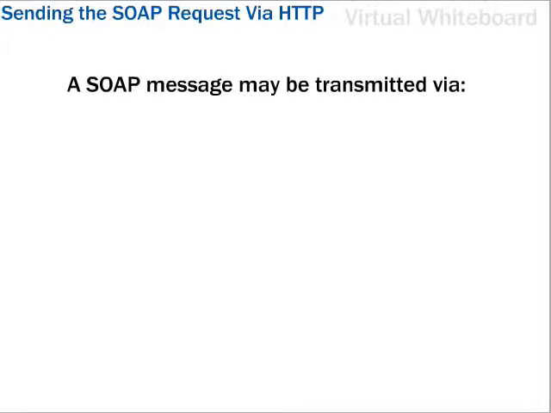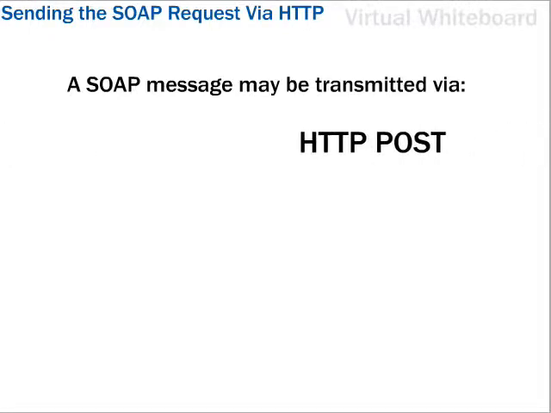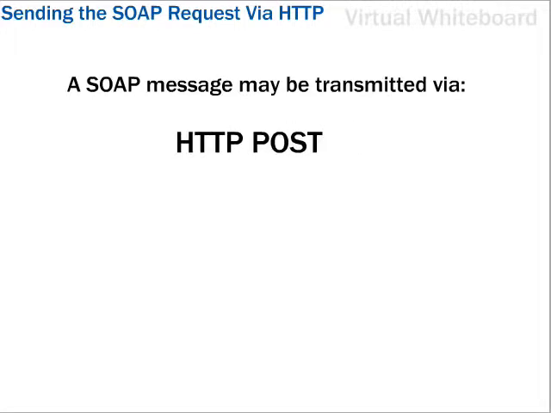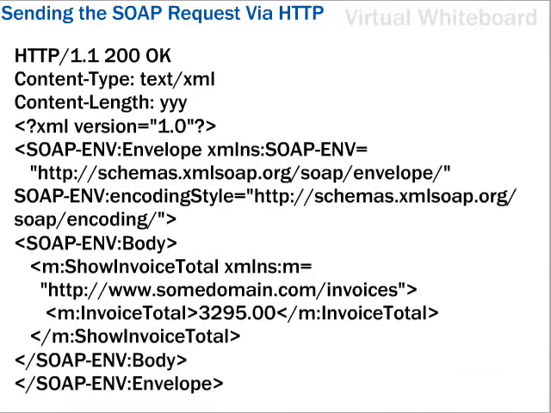A SOAP message may be transmitted via HTTP GET or HTTP POST. If sent via HTTP POST, the SOAP message requires at least one HTTP header to be set. This defines the content type. After a successful SOAP exchange, you would expect to receive the SOAP response preceded by an appropriate HTTP header.